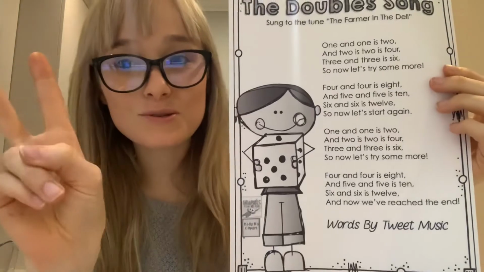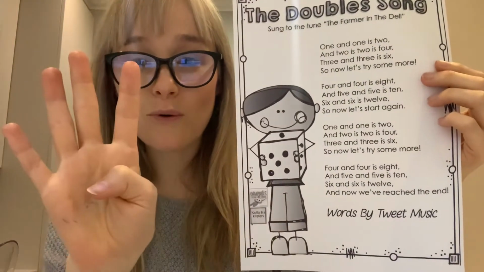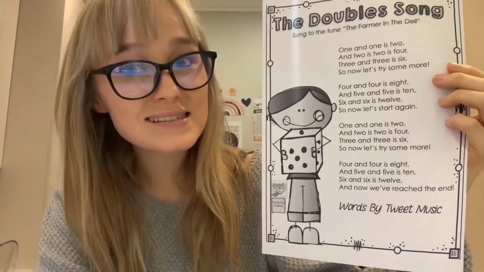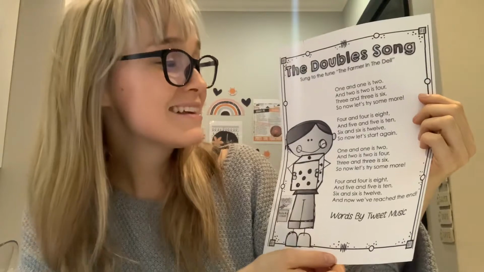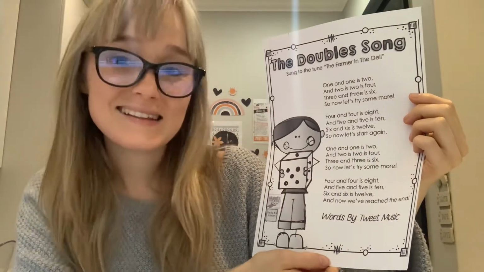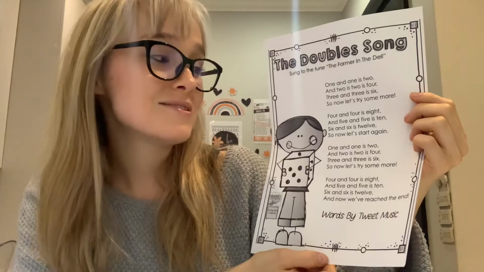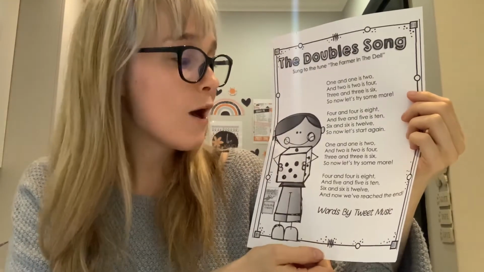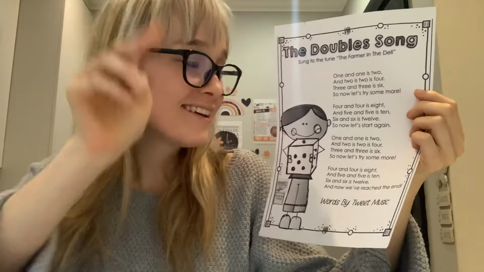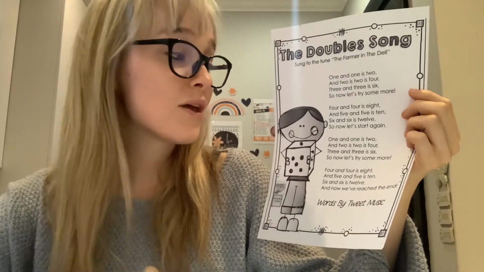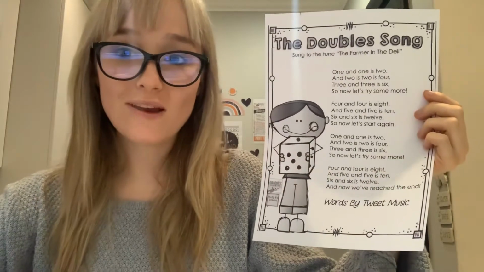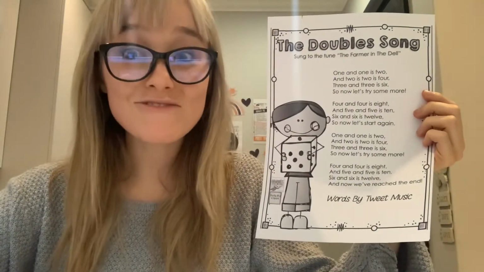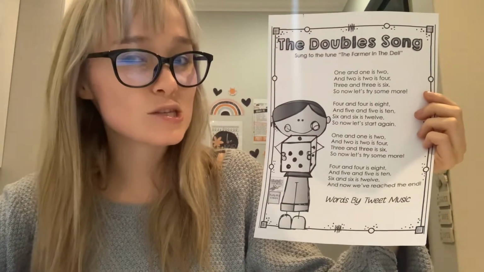1 and 1 is 2, 2 and 2 is 4, 3 and 3 is 6. So now let's try some more. 4 and 4 is 8, 5 and 5 is 10, 6 and 6 is 12. And now we've reached the end.